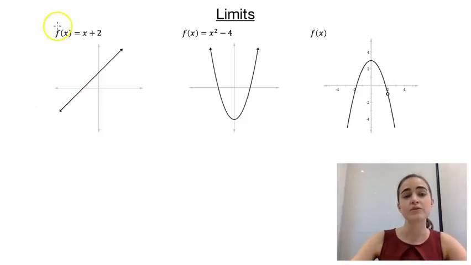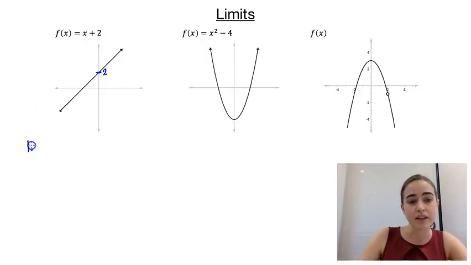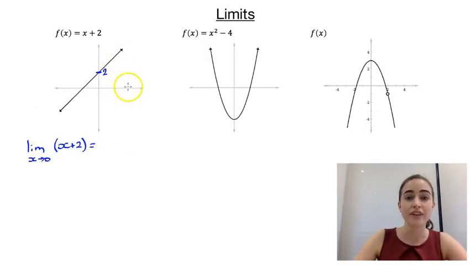So our first one says we've got f of x equals x plus 2. We know from that that the y-intercept is going to be 2. So let's consider the limit as x approaches 0 of that function x plus 2. As our x values get closer and closer to 0, it doesn't matter which way we come from, our function is going to get closer and closer to that value of 2.